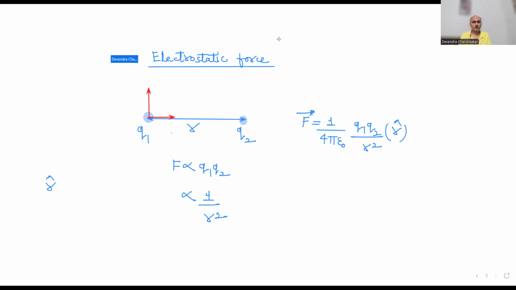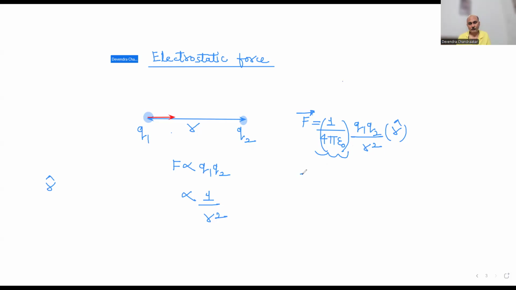Sir, could you once again explain the part about F vector is equal to 1 upon 4 pi? Next to the diagram, you've written F vector is equal to 1 upon 4 pi. This is the proportionality constant. This entire thing is the proportionality constant. Got it? Okay, sir, got it.